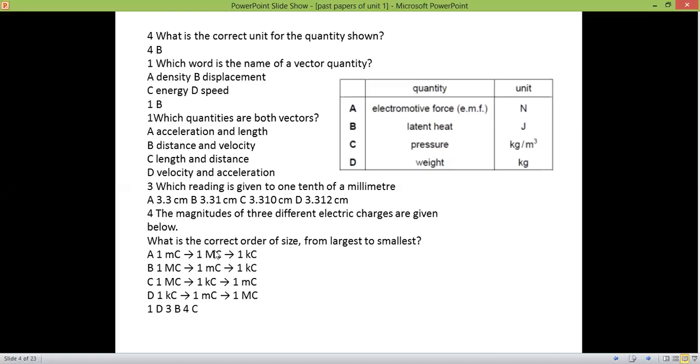Next question, what is the correct order of the size from the largest to smallest? Over here, prefixes are given. Small m is milli and it is equal to 10 to the power minus 3. Capital M is mega, it is 10 to the power 6. Small k is kilo, it is 10 to the power 3. So we have to start with the largest value. Largest value is B and C. From B and C, we have to select which one is ending at the smallest value. Over here is kilo, over here is milli. Milli is the smallest because it is equal to 10 to the power minus 3. It is a submultiple. So C is the correct answer.